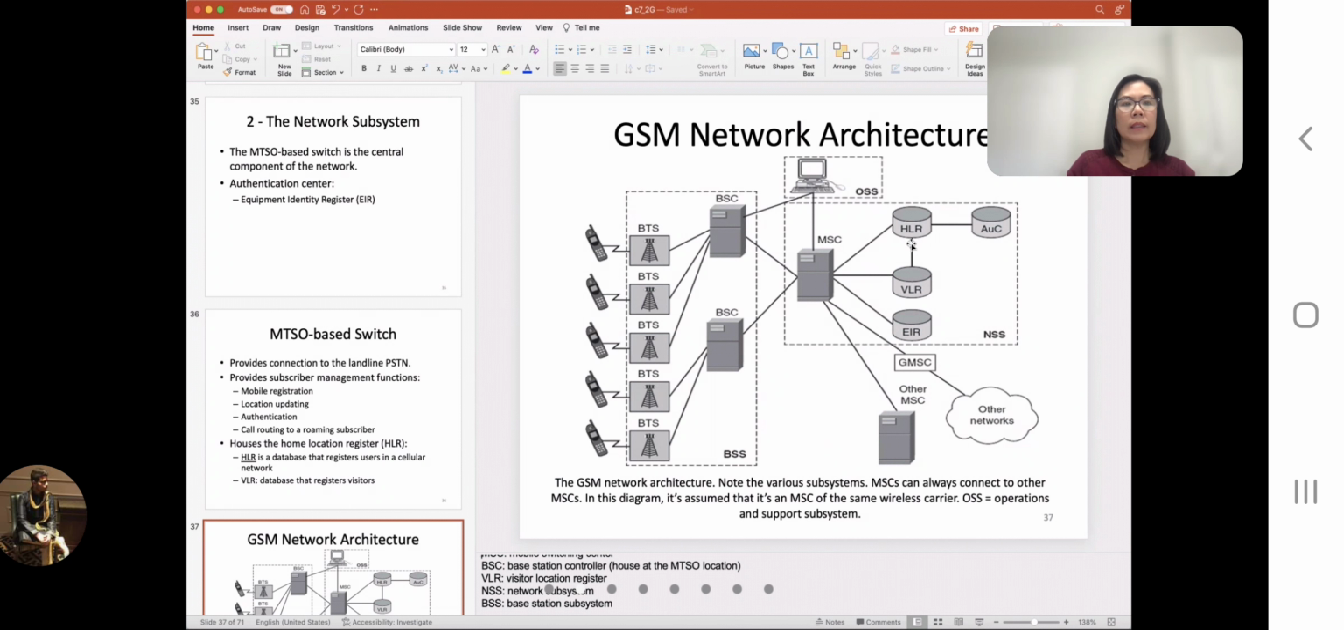And in this network subsystem, there are many components, and it has many purposes. It provides mobile registration, location updating, authentication, call routing, and other security functions, for example. So now we go through each component in this system. This is the mobile switching center. Basically, it's considered the computer of this block.